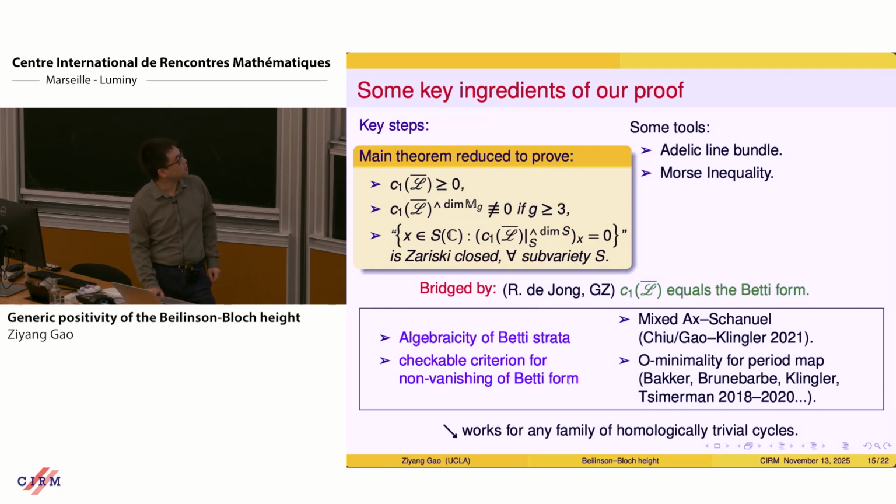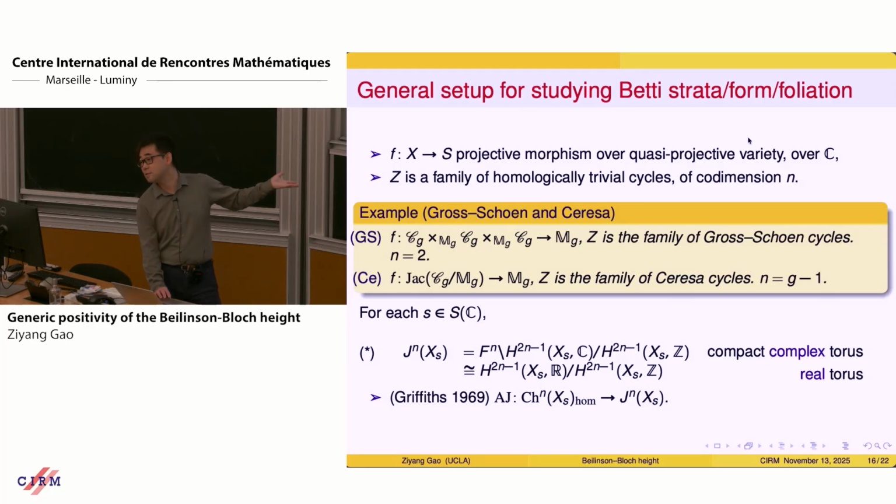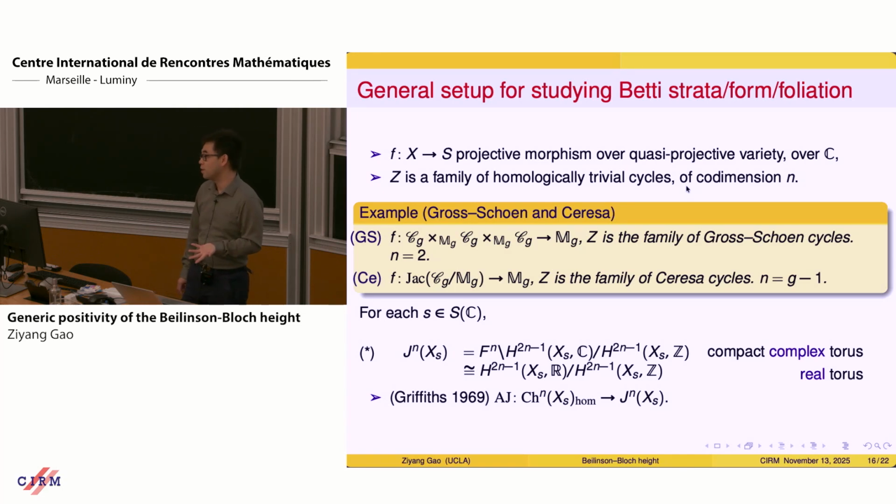Okay, now let's go to the geometric part, and let's make some notation for that. So we now have a family of Gross-Schoen cycles, or a family of Ceresa cycles. But actually we can do it in a more systematic way. Let's just take a family of projective varieties over a quasi-projective variety, and let's take a family of homologically trivial cycles of codimension n. And both cases fall into this framework.